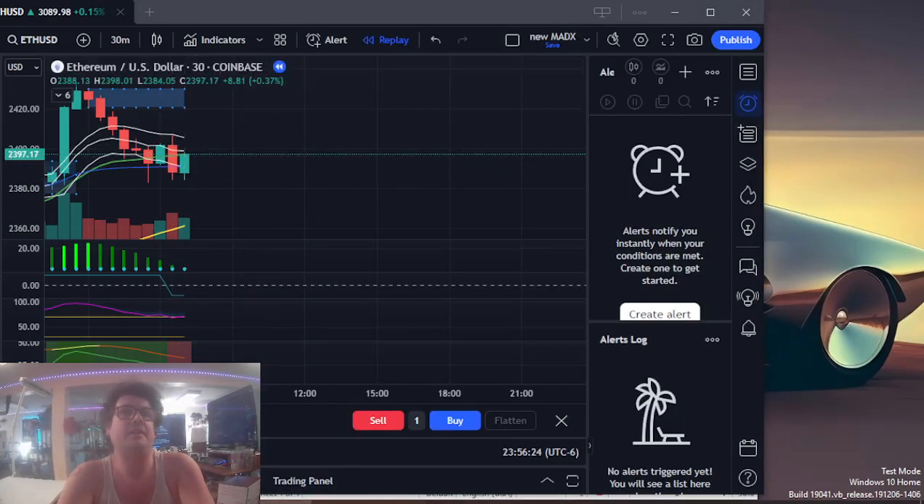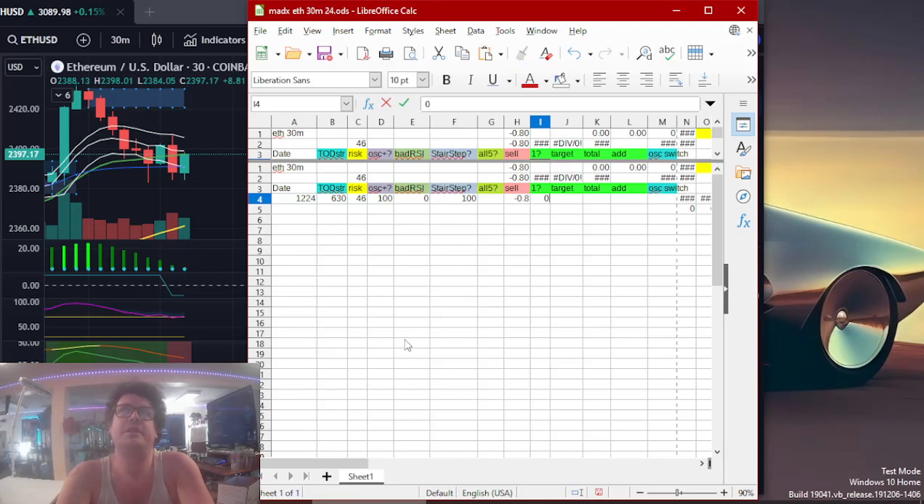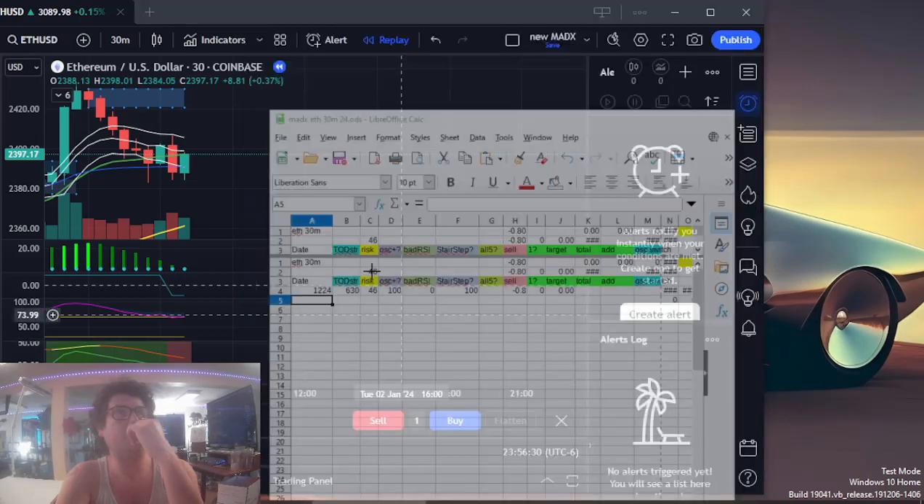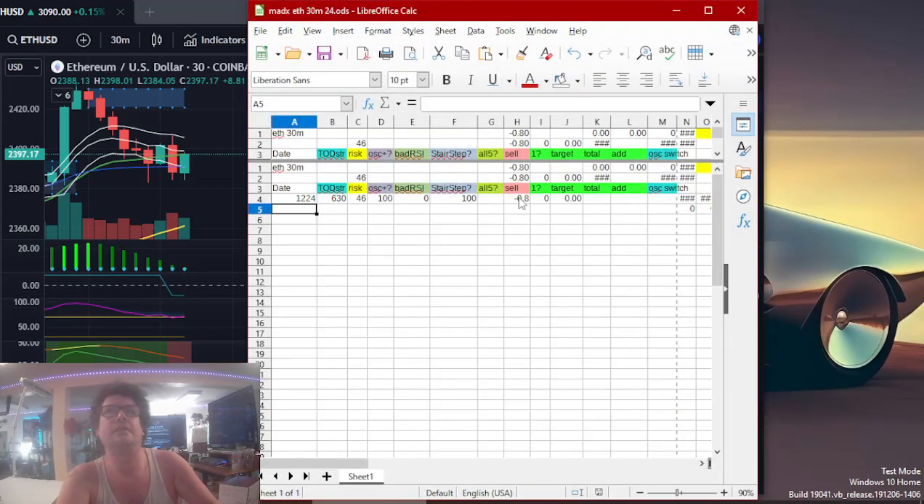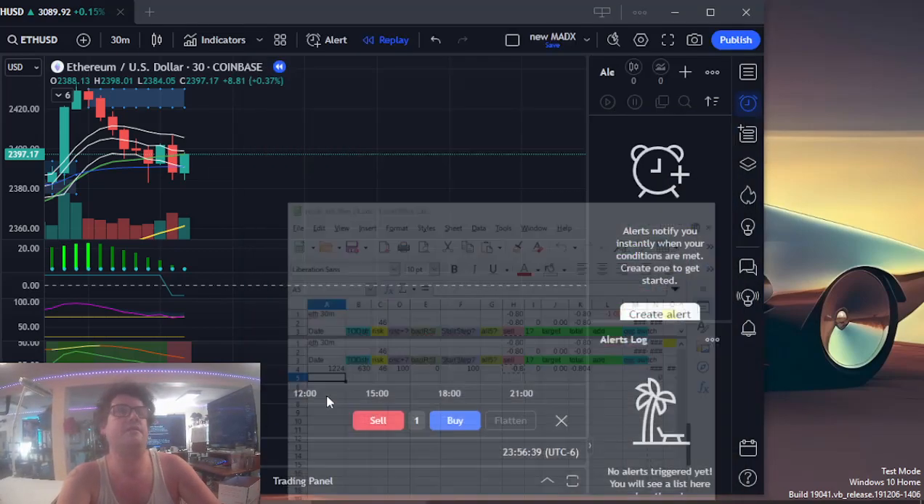And that didn't work out. Yep. This did not make the 1-to-1 ratio, and this did not hit our target. So we're down 0.8%. Yeah, we'll do a running total here. 0.804 actually.